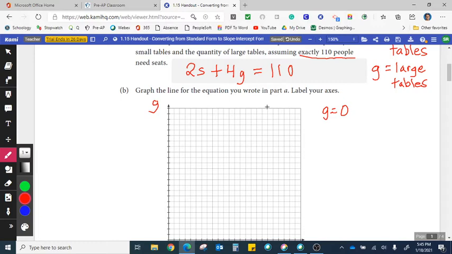So I'm going to write it out as 2S plus 4 times 0 equals 110. I know that anything times 0 is 0, and when I add 0 to anything, it just is that thing. So I'm left with 2S equals 110.